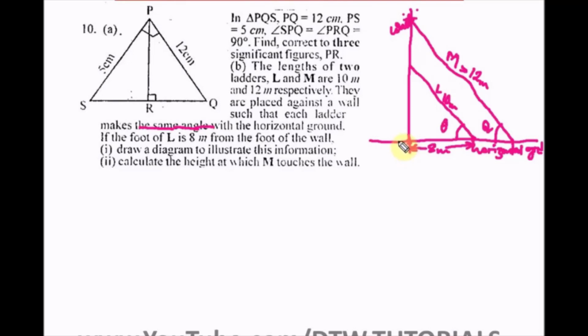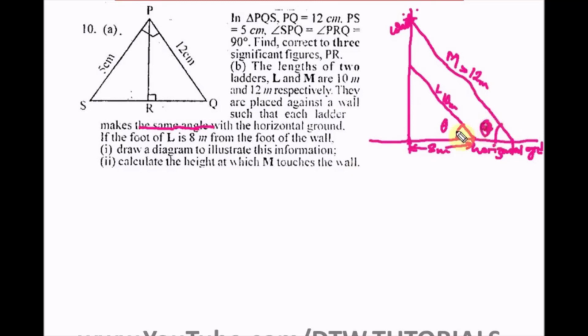Then what else again? Any other details? Were we given any other details? No, we're not given any other details. So this is it. This is our diagram. This is the interpretation of the question. The question says draw a diagram to illustrate this information. So this is the answer.